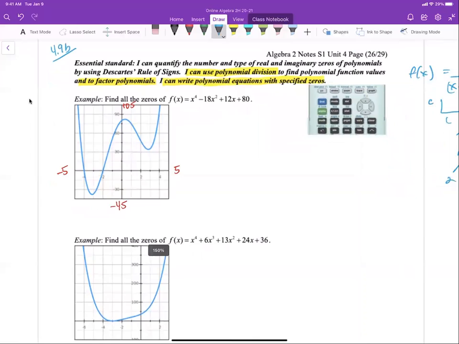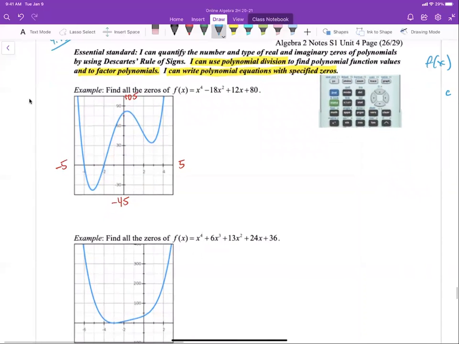So we're going to do the same thing, except this time we're going to use our graphing calculator. So what we have here is this large polynomial. It's an x to the fourth, and we're going to plug it into our graphing calculator. How are we going to do that? We're going to go to your y equals, and you're going to type in the polynomial x to the fourth minus 18x squared and so forth. And once you have entered that into your graphing calculator, you're going to take a look and see what it looks like by hitting graph.